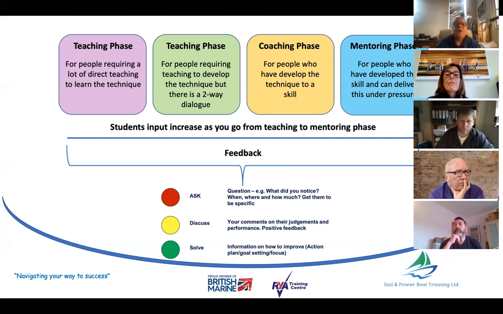The students' input increases as you go from teaching to coaching and mentoring phase. So what I mean by that is that as you go along those phases, the students are going to give you far more feedback, and you create those open questions because they're going to come back and give you feedback, not about your performance, but of what they found. They're starting to self-analyze their own performance on each of the things that you're teaching them.